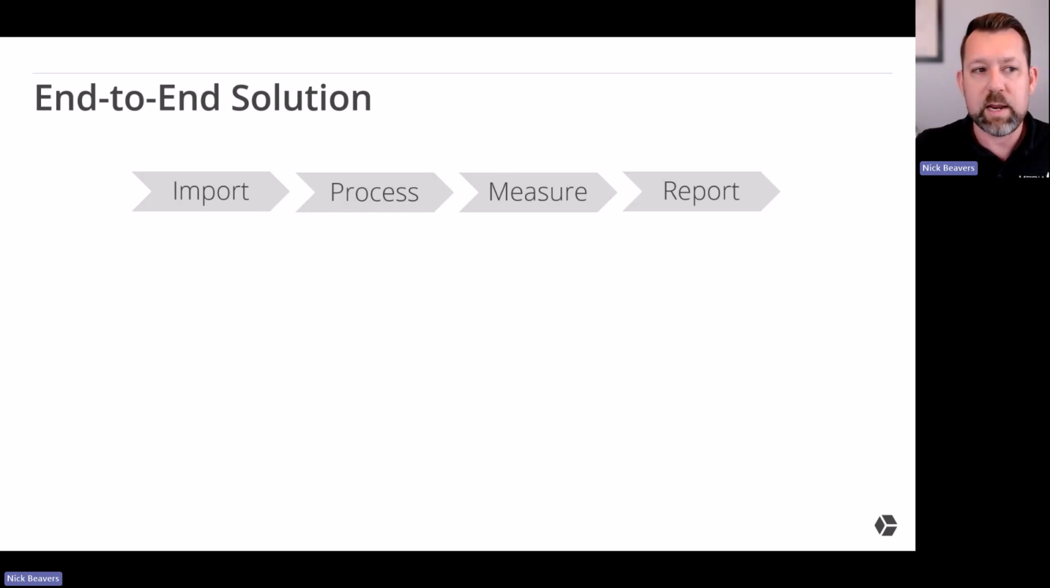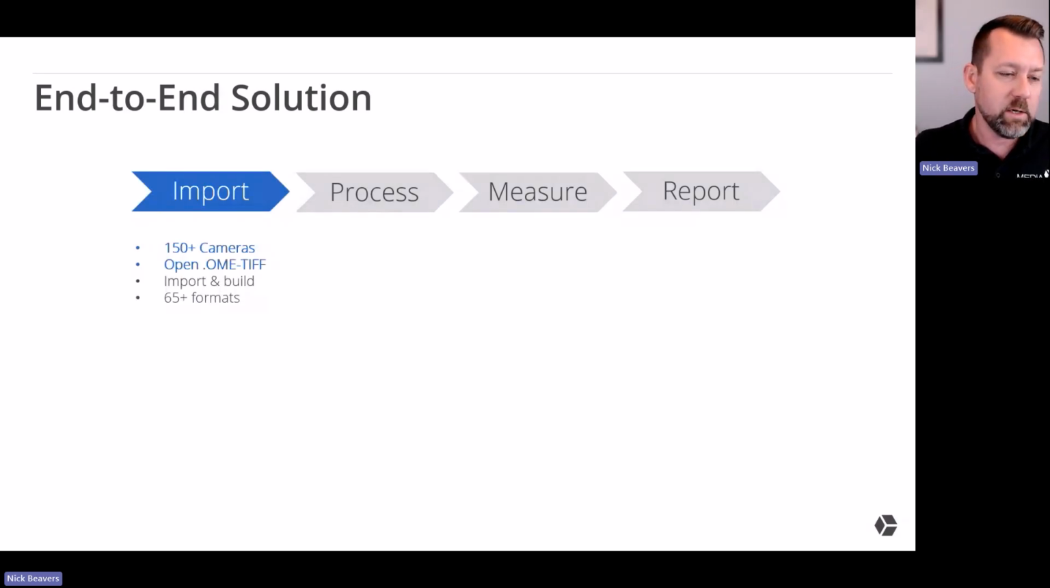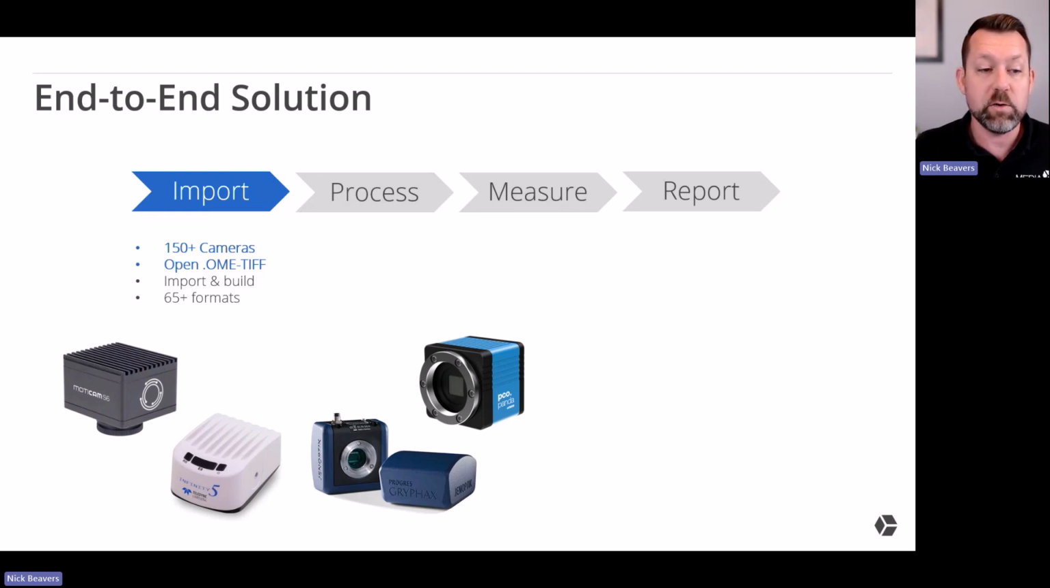A few quick examples will give you a sense of what it means to be end-to-end. First of all, while we are talking about EM materials today, the beauty of ImagePro is that it is a very open application. We work with over 150 digital cameras on the optical side. So if you are in a lab where you have optical microscopes, which most people do, you can use the software both for optical microscopy and for electron microscopy.